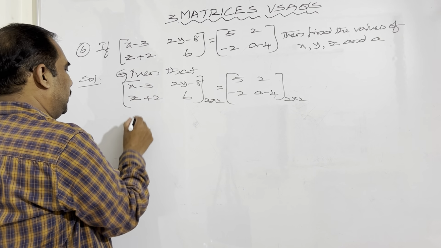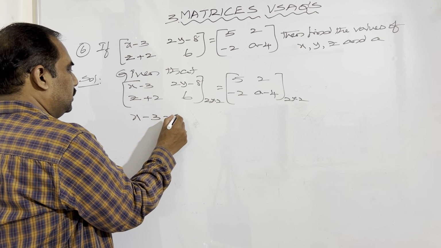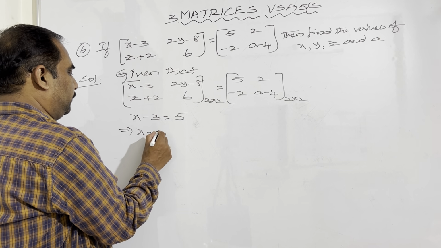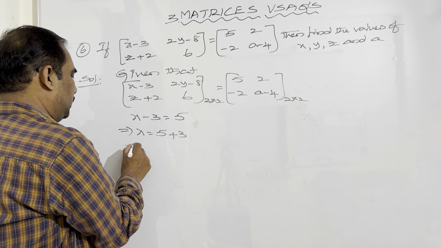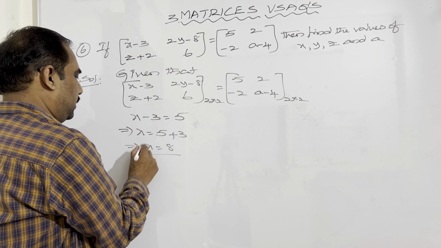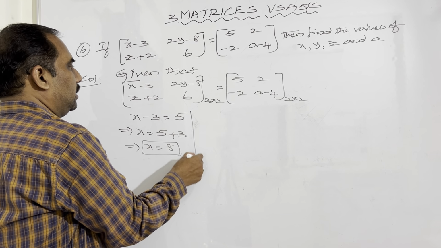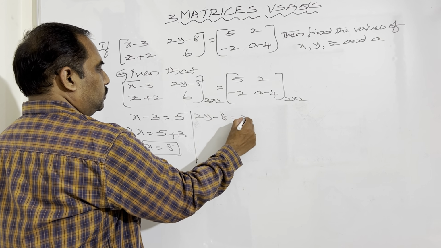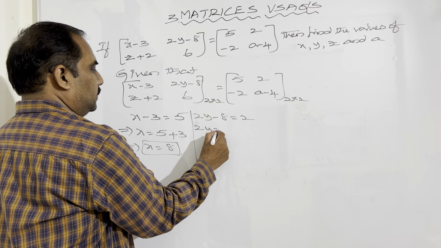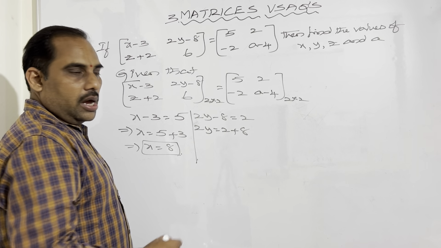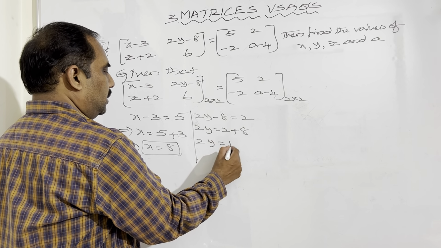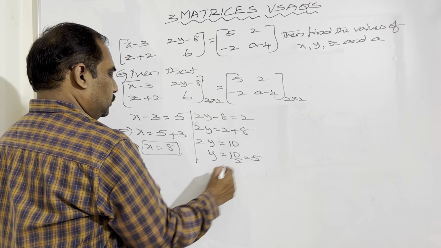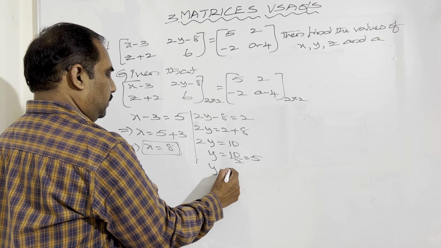Here corresponding element is x minus 3 is equal to 5. So from this we get x is equal to 5 plus 3, so x is equal to 8. And similarly here, 2y minus 8, this corresponding element is equal to 2. So from this 2y is equal to 2 plus 8 and 2y is equal to 10. So y is equal to 10 by 2 which is equal to 5. So therefore y is equal to 5 we get.